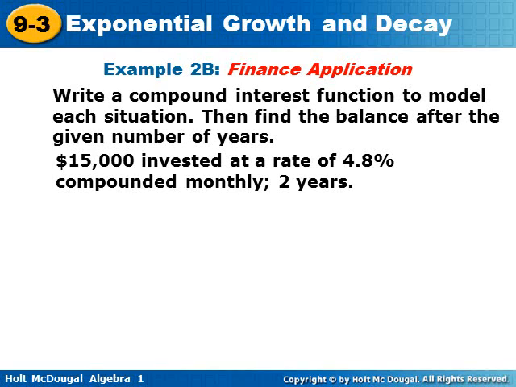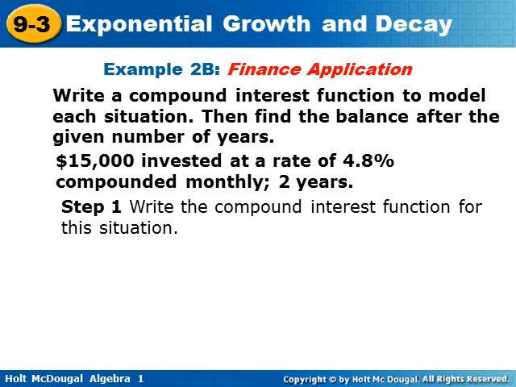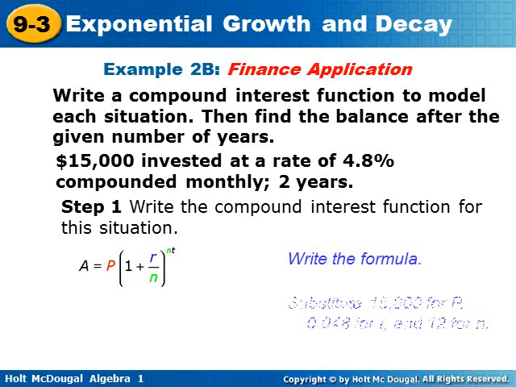Write a compound interest function to model each situation, then find the balance after the given number of years. $15,000 invested at a rate of 4.8%, compounded monthly, and then we want to know how much it's worth after 2 years. So step 1, we're going to write the compound interest function for the situation. The formula is A equals P times (1 plus r divided by n) raised to the power of n times t.